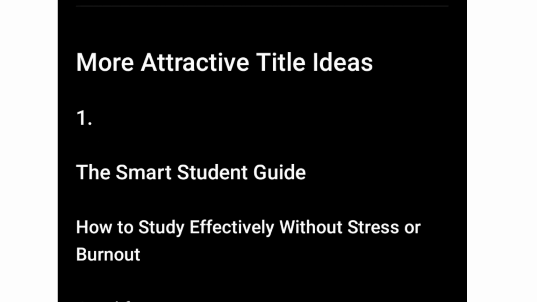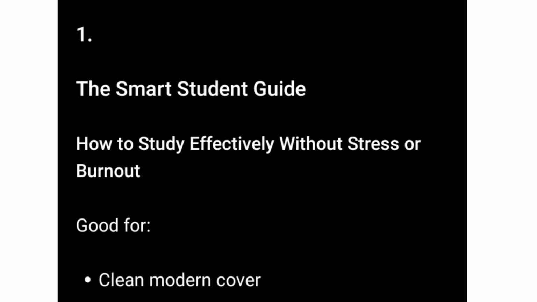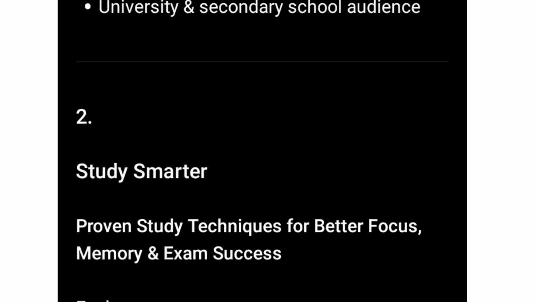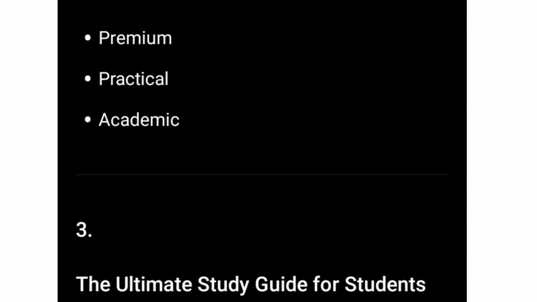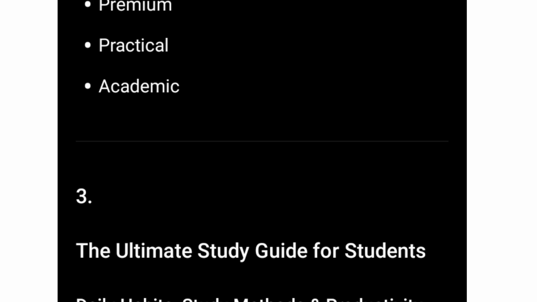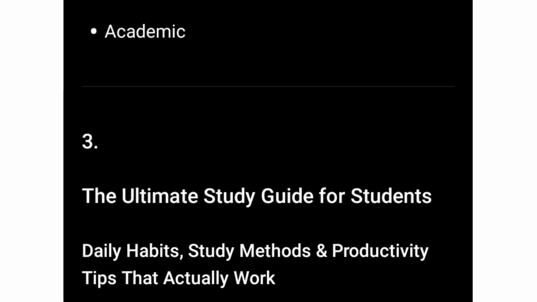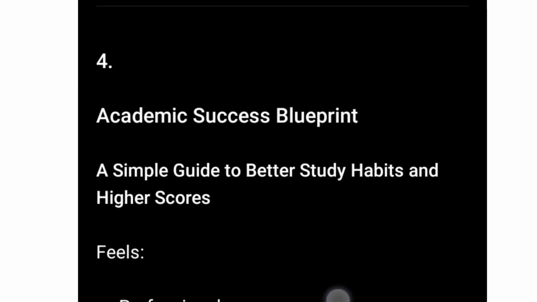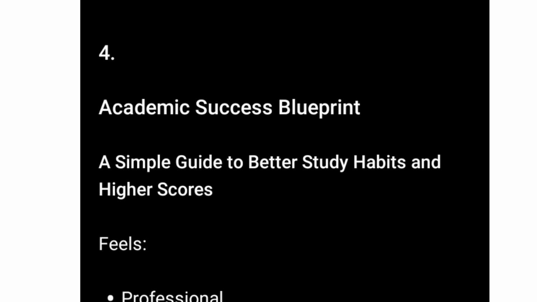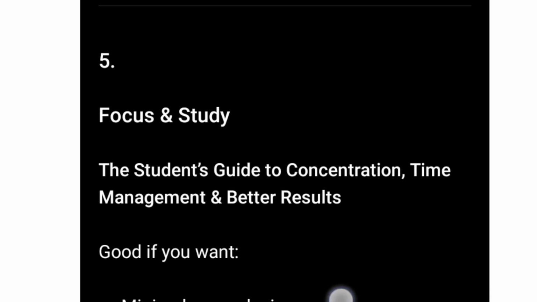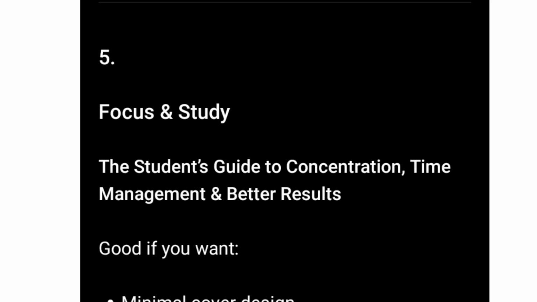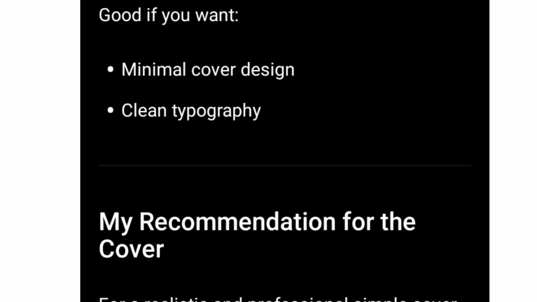So now they say number 1, the Smart Student Guide: how to study effectively without stress or burnout. 2, proven study techniques for better focus, memory and exam success. 3, the ultimate study guide for students: daily habits, study methods and productive tips that actually work. Now, academic success blueprint: a simple guide to better study habits and higher scores. Focus and study: the student guide to concentration.